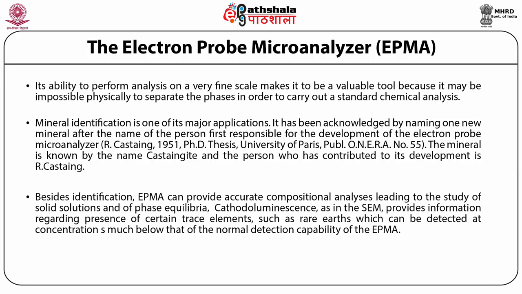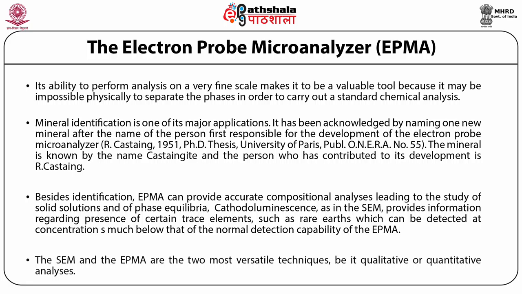Besides identification, EPMA can provide accurate compositional analysis leading to the study of solid solutions and of phase equilibria. Cathodoluminescence, as in the SEM, provides information regarding the presence of certain trace elements, such as rare earths, which can be detected at concentrations much below that of the normal detection capability of the EPMA. The SEM and the EPMA are the two most versatile techniques, be it qualitative or quantitative analysis.